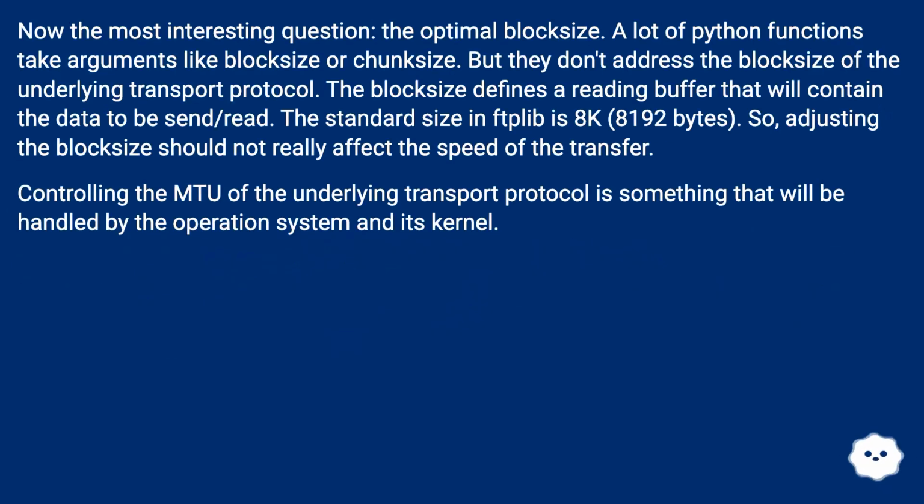Now the most interesting question, the optimal block size. A lot of Python functions take arguments like block size or chunk size, but they don't address the block size of the underlying transport protocol. The block size defines a reading buffer that will contain the data to be sent or read. The standard size in Ftplib is 8K, 8192 bytes. So, adjusting the block size should not really affect the speed of the transfer. Controlling the MTU of the underlying transport protocol is something that will be handled by the operating system and its kernel.